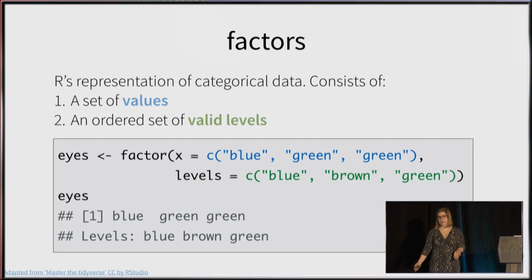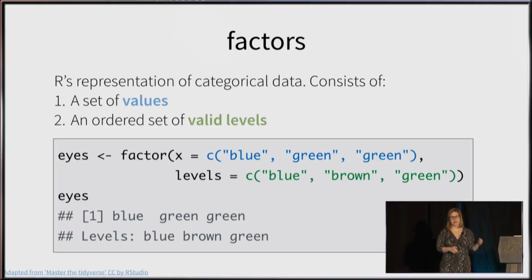And when you have survey responses, those are often like, I agree, I disagree. Race is often a categorical variable because we don't have some continuous spectrum there. So lots of data has categorical variables. And in R, you probably know that we represent categorical data as factors. And factors consist of a set of values and then an ordered set of valid levels.